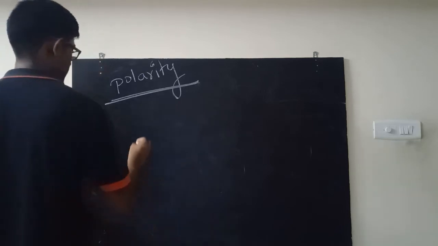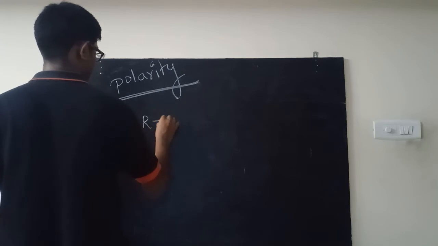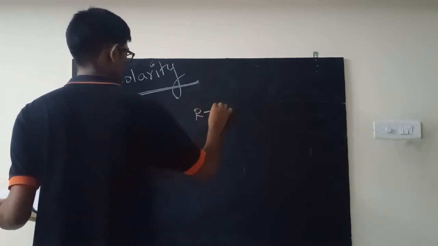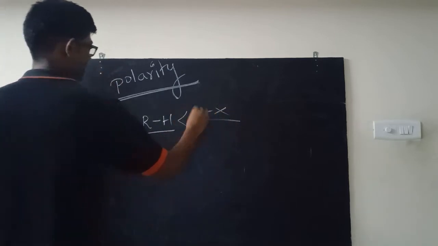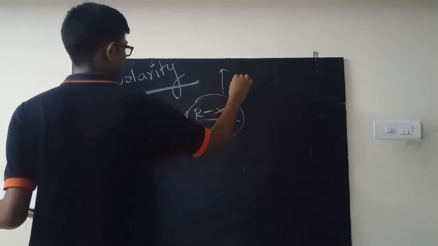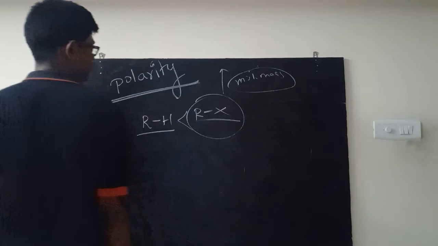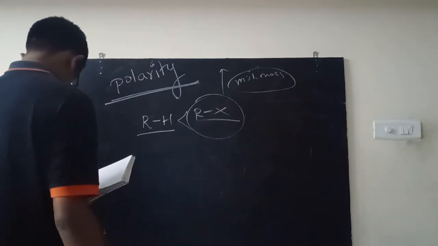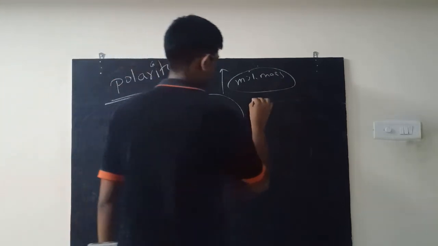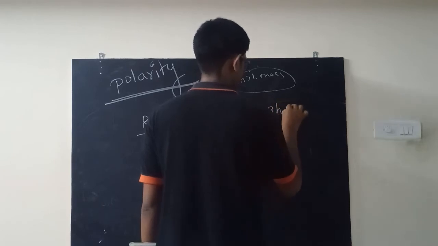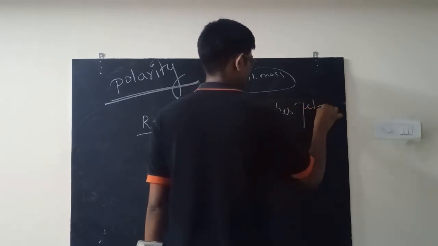Now we discussed that if you have an alkane and an alkyl halide, the alkyl halide has a higher boiling point because of higher molecular mass, right? But if you write only that, you will not get marks. You also have to write that it's because of higher polarity in bonds. This is where we all lost marks. Higher polarity.